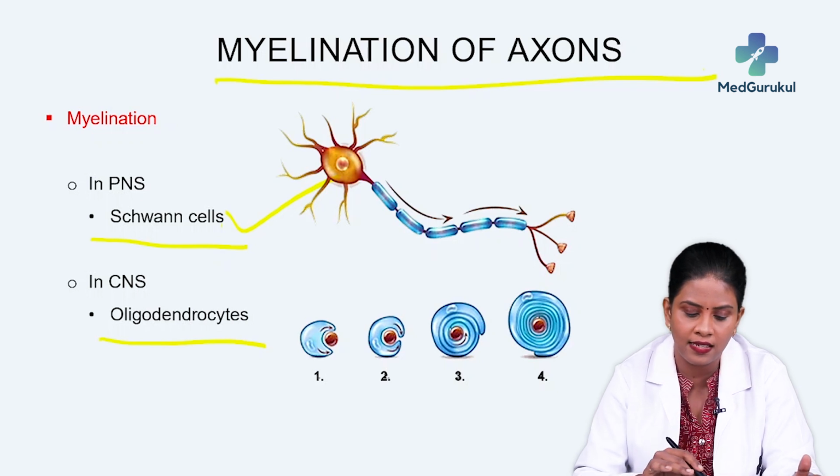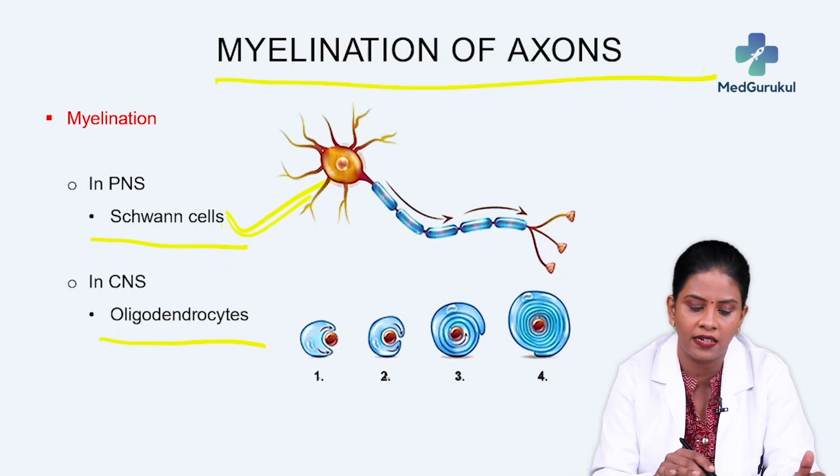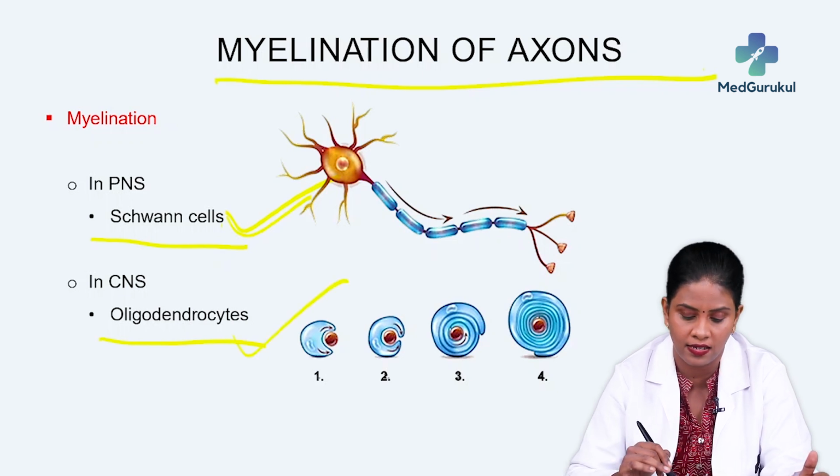So, you can see in this picture stage-wise, first a single sheath, then the concentric circles. These are all the myelin sheath which is laid by the cell. In the peripheral nervous system it is Schwann cells, and in the central nervous system it is oligodendrocytes.